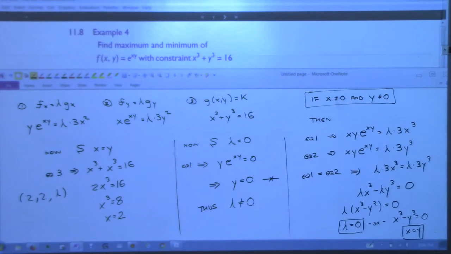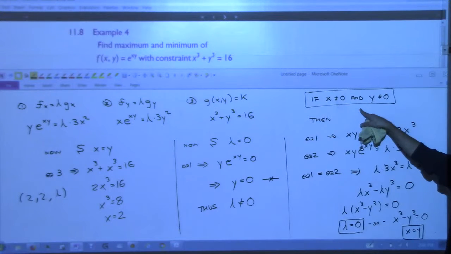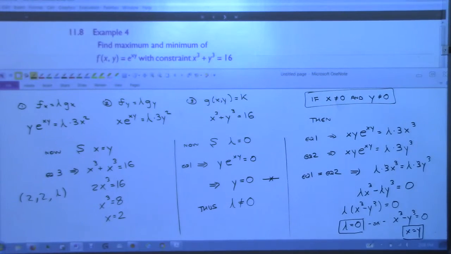All right. It looks like we have an answer, don't we? Yep. But we're missing something. We haven't checked if x is 0 or y is 0. Remember this assumption from the beginning? So we need to consider this now. What if one of those is 0? What if just one of those is 0? Let's see what happens.